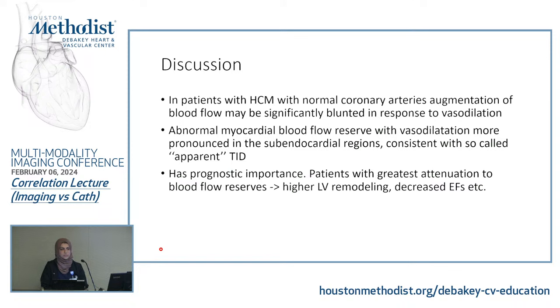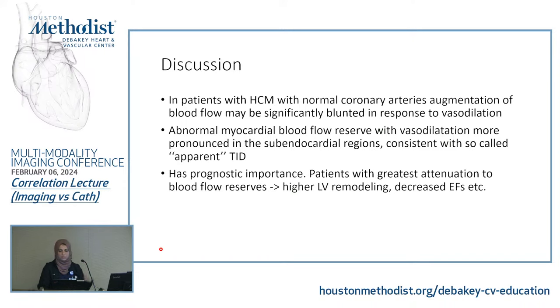Essentially, let's take a few minutes. You guys already asked some really good questions about why we see what we see in these patients. In patients with HCM, if they have normal epicardial arteries, why do we see this kind of ischemia? Part of it is there is lack of augmentation of blood flow in response to stress, and it's more at the microvascular level. And when we see that TID, it's apparent TID.